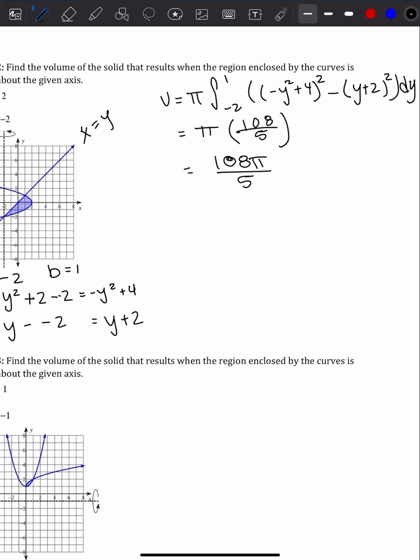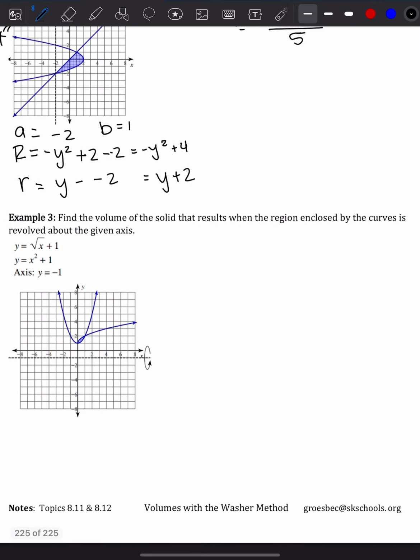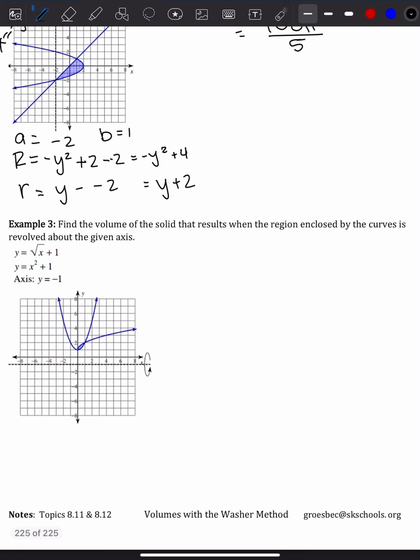Our last one here. Find the volume of the solid that results when the region enclosed by the curves is revolved about the given axis. Our given axis this time is y = -1. Our two functions are the square root of x plus 1 and x squared plus 1. So first thing I'm going to do is identify which one's which. x² + 1 is that parabola, and our square root is that parabola that's kind of on its side. So we have the square root of x plus 1.